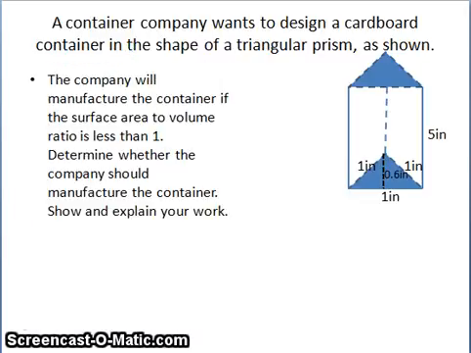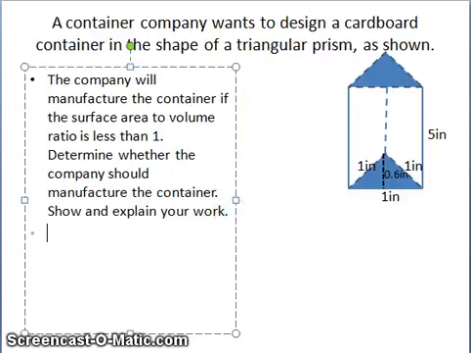So now, the third question is going to say that the company will manufacture the container if the surface area to volume ratio is less than 1. Determine whether the company should manufacture the container. Show and explain your work. Okay, so I'm going to start by saying that the ratio of surface area to volume needs to be less than 1. That's also to say surface area divided by volume needs to be less than 1. So I'm going to test that and see if it works.